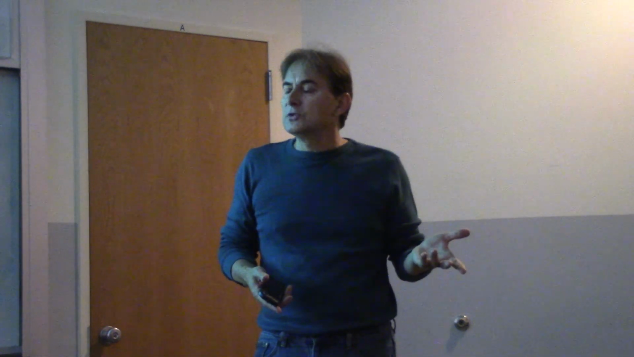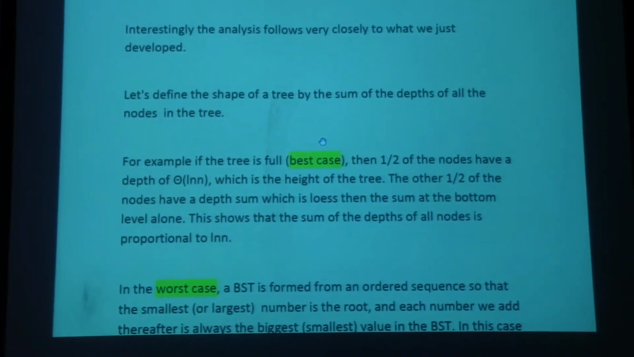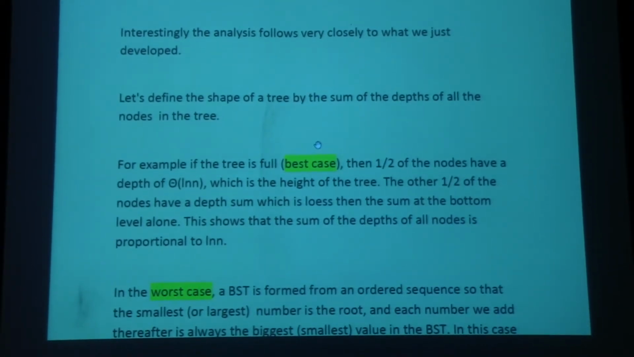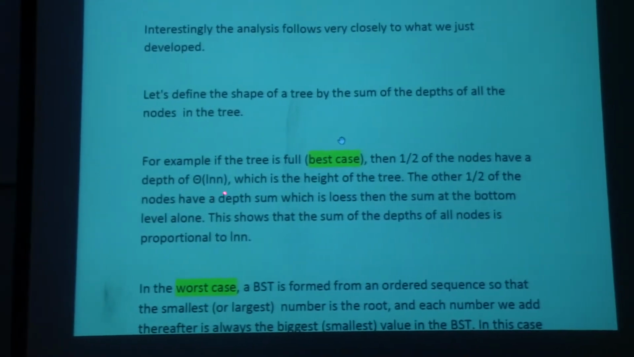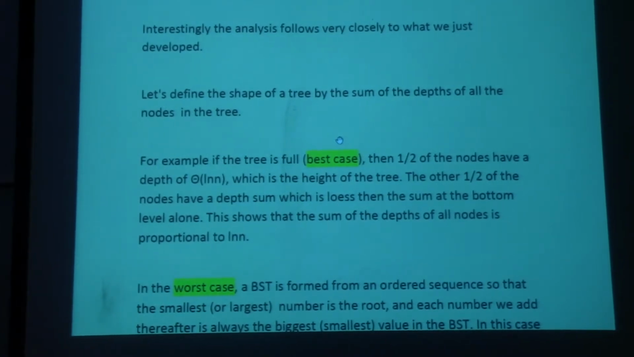So if we divide by the number of elements in the tree, which is n, the average depth of a node is going to be log n. But that's the best case, because that's when the tree is full. Half the nodes have a depth of theta log n. Now, I'm just using log base e because theta means proportional. The other half of the nodes have a depth sum which is less than the sum at the bottom level alone on a full tree. This shows that the sum of the depths of all the nodes is proportional to n log n.